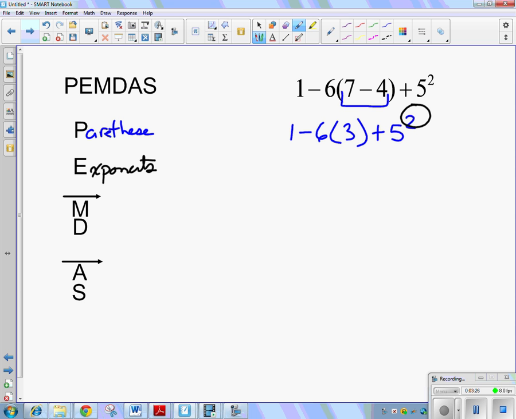We're going to write everything else down. 1 minus 6 times 3. We're going to do our exponent, 5 squared. 5 times 5, 25.